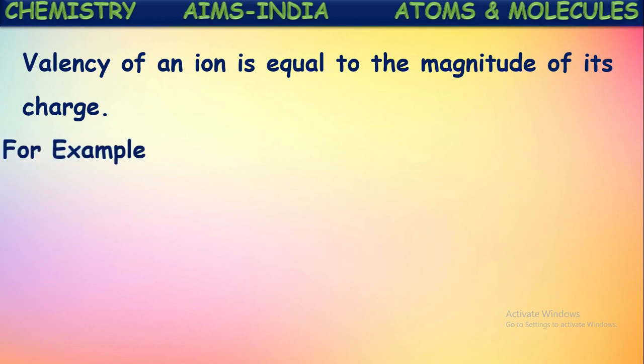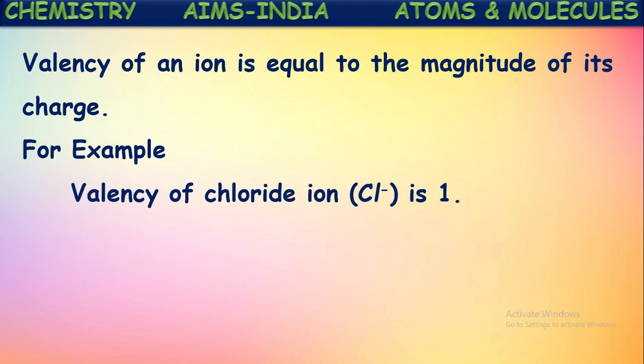For example, what is the valency of the chloride ion? That is equal to the magnitude of the charge possessed by this chloride ion, that is -1. So we just take the magnitude as 1. The valency of chloride ion is 1.